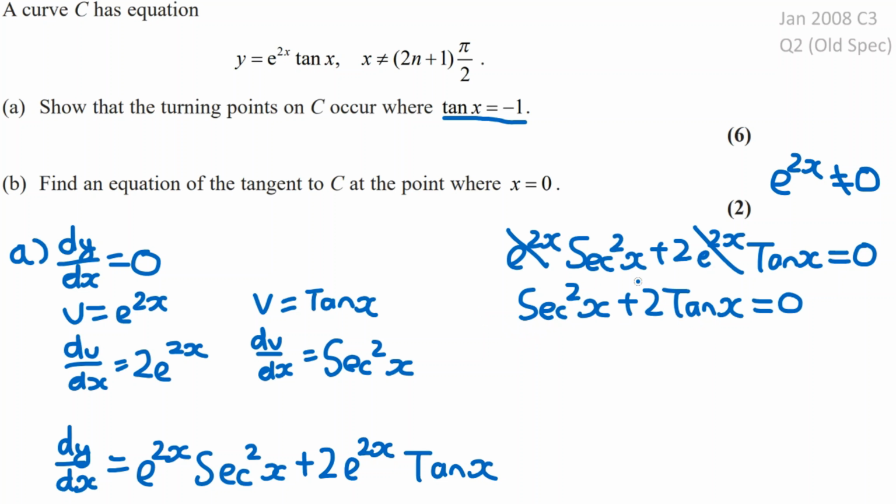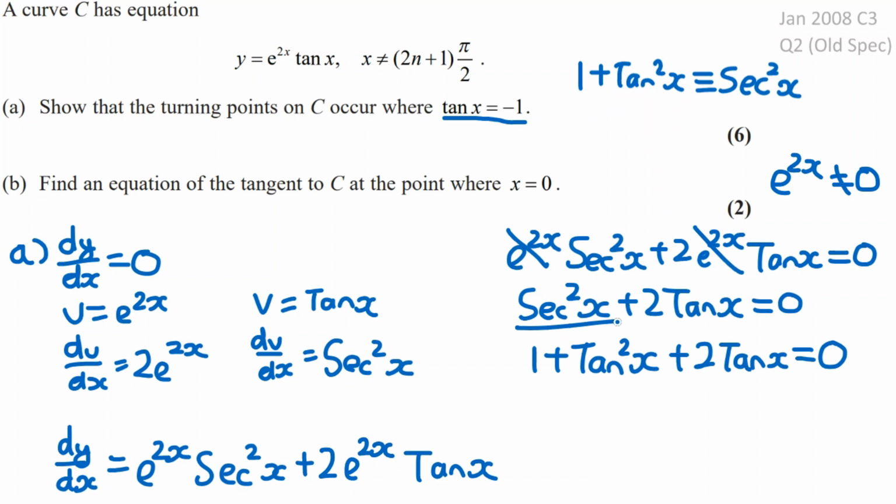And the way that we can do this is we can use the identity that 1 plus tan squared of x is equivalent to sec squared of x, and we can substitute out this sec squared of x for 1 plus tan squared of x, and that means we'll only be left with tan of x. So that's what I've done here. We've substituted out the sec squared of x for 1 plus tan squared of x.